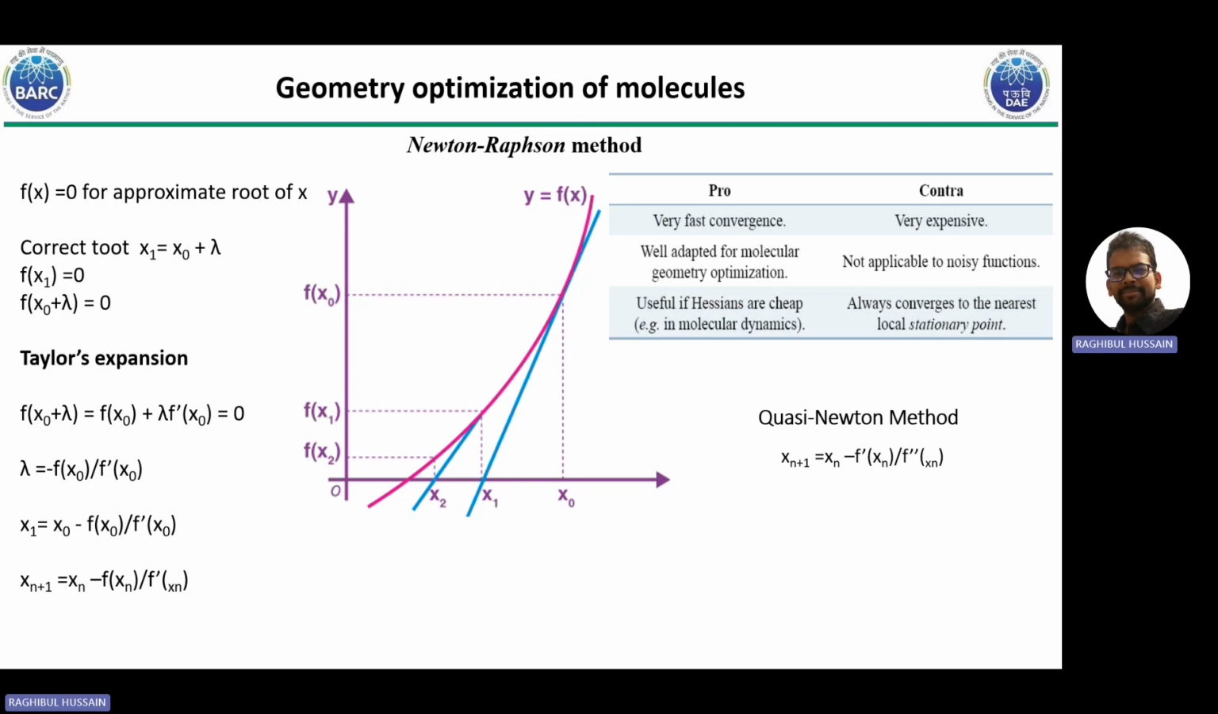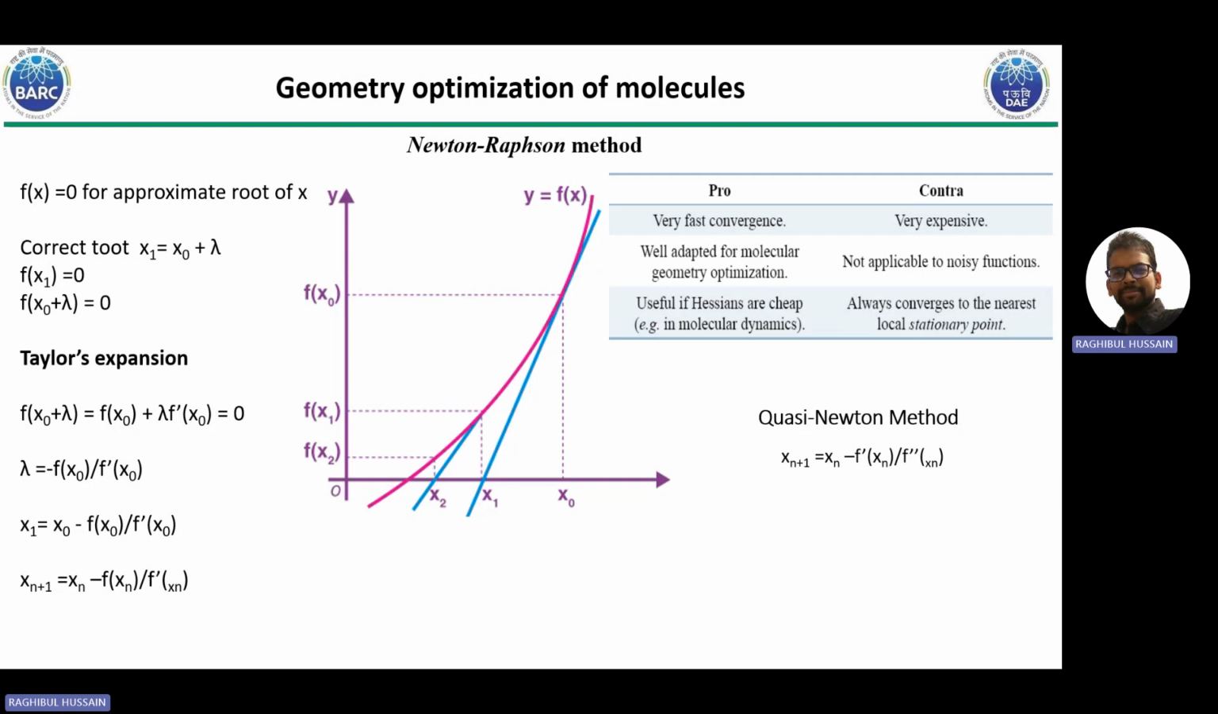Then you do the Taylor expansion of this function f of x0 plus lambda. So you will get f of x0 plus lambda into the first derivative of that function. Okay, so that should be 0. Then lambda is nothing but the movement of that position. If I put this value here, my equation will be x1 equals x0 minus f of x0 by f prime of x0. If I go on repeating this, basically x n plus 1 is x n minus f of x n by f prime of x n.